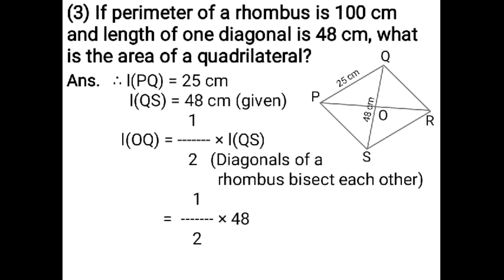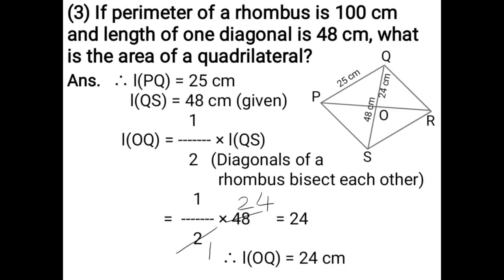Now you have to do the cancellation, 2 which is going. 2 ones are 2, 2 24s are 48. 24 ones are 24. Therefore, length of OQ is equal to 24 centimeter.